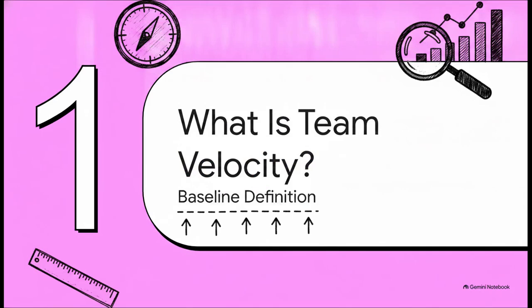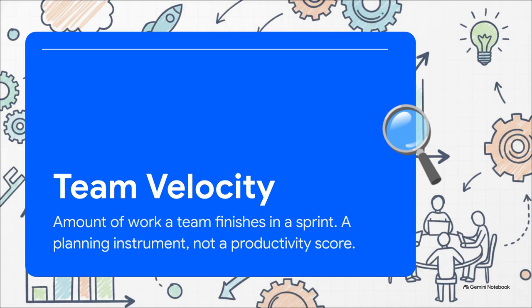Okay, let's dive into this. Section 1. What is team velocity? At its core, velocity is just the amount of work a team finishes in a single sprint. But listen, this is absolutely crucial. It is a planning instrument, it's not a productivity score.